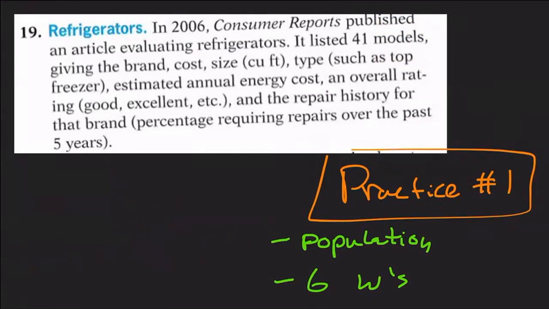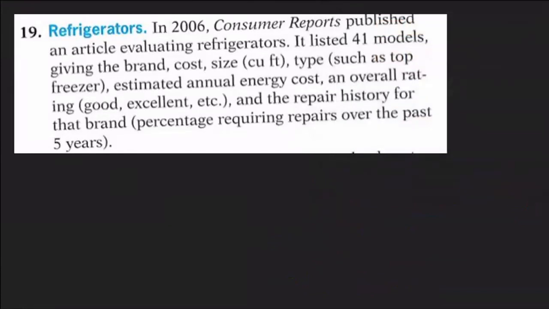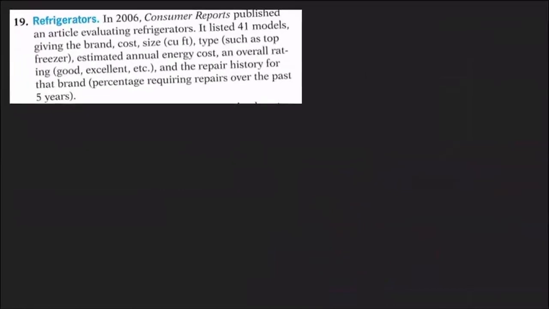All right. In 2006, Consumer Reports will publish an article evaluating refrigerators. It listed 41 models, giving the brand, cost, size, type, estimated annual energy cost, overall rating, and the repair history for that brand. So let's go ahead, population and 6 W's. Actually, the population maybe makes most sense to come to at the end. Let's start with who. Who are we collecting data on? The data that was collected or reported is these 41 refrigerator models.